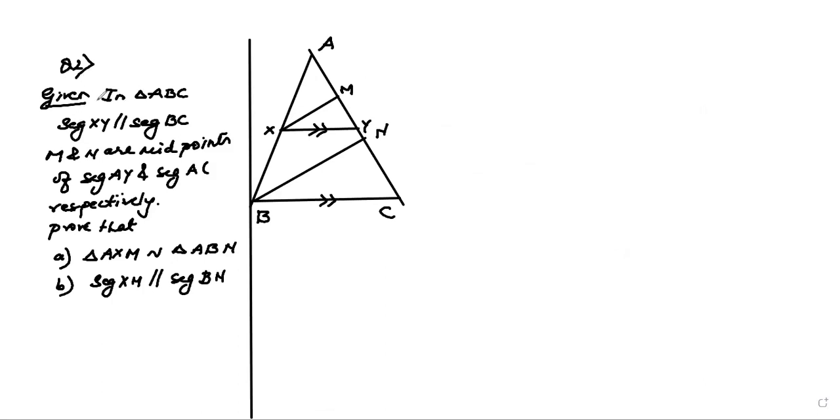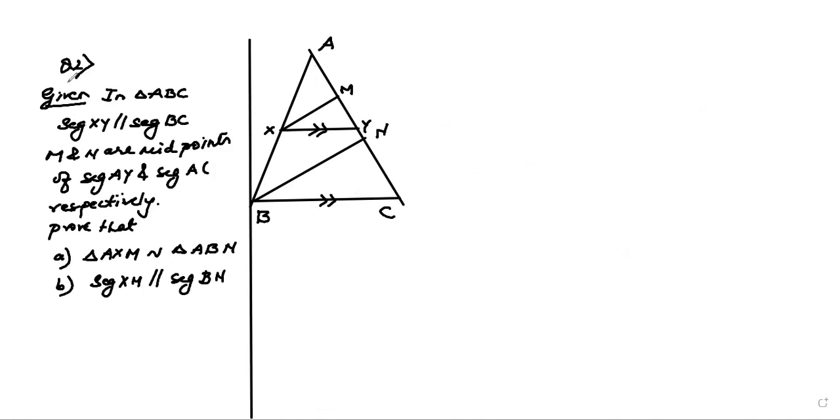Question number 2, children. Given in this triangle ABC, can you see the big triangle ABC? XY is parallel to BC. I mark them with the arrows indicating that these two are parallel. So don't you realize, children?